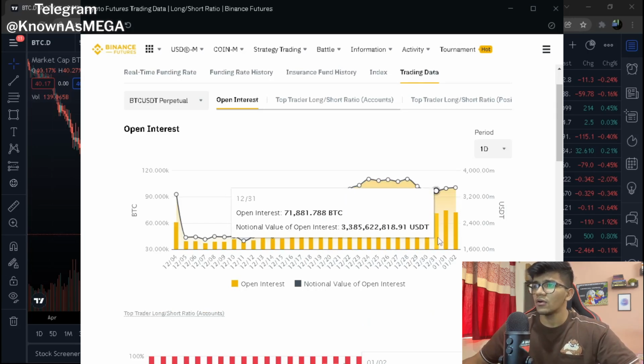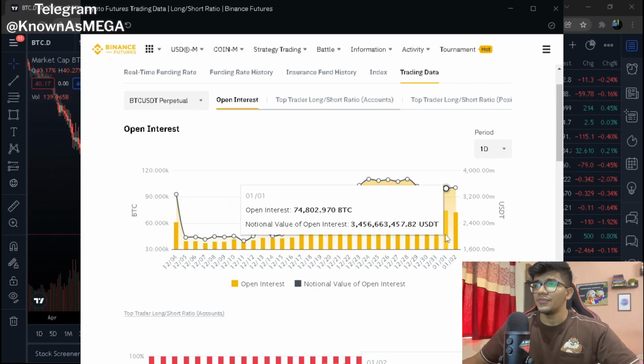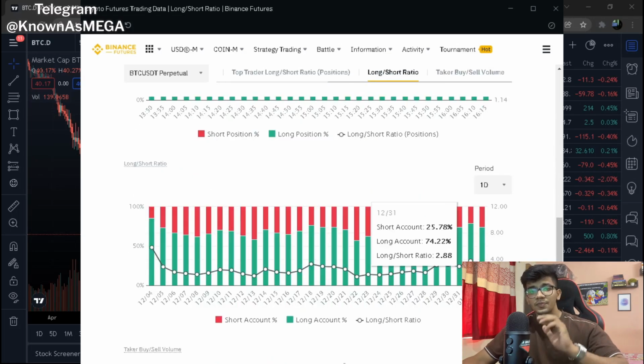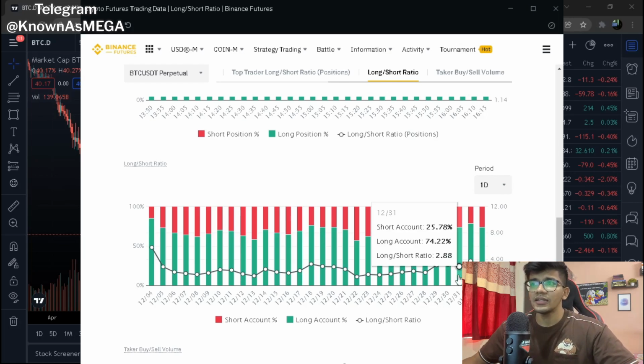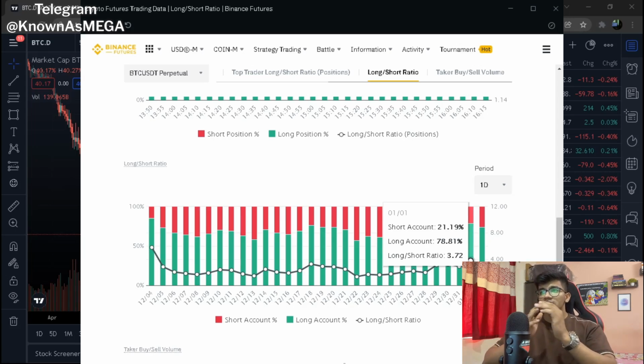For example, on this day, 31st December, the open interest was 71,800, and then on the next day the open interest increased to 74,800. So open interest increased, which means positions have been created. On 31st December, 74% was long and 25% was short, while over here 78% were long and 21% went short, which tells us long positions were created in this scenario.